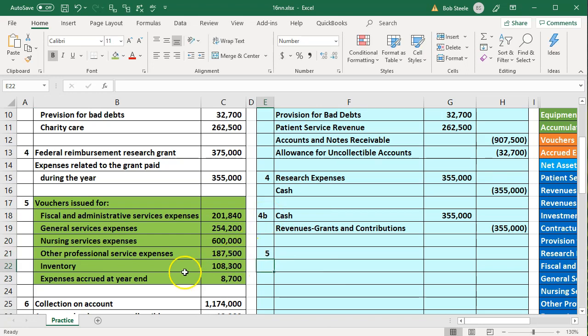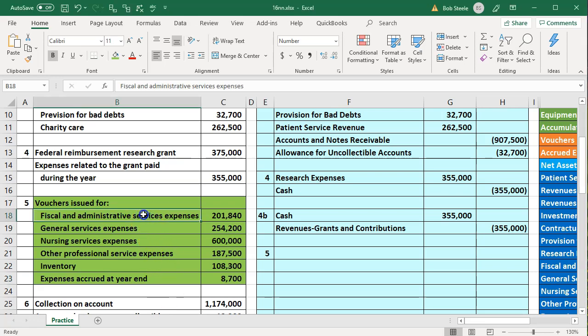We say vouchers issued for, and then these are going to be the items that the vouchers are going to be issued for. We have the fiscal and administrative service expenses, the general service expenses, the nursing service expenses, other professional service expenses, inventory, and then we have the expenses accrued at the end of the year. So in essence, we're going to be recording all these items that we purchased on account in one transaction. So let's go through these items.